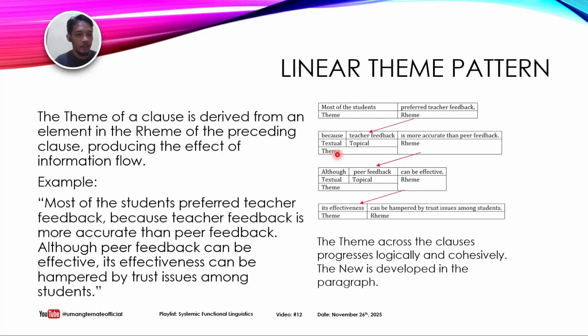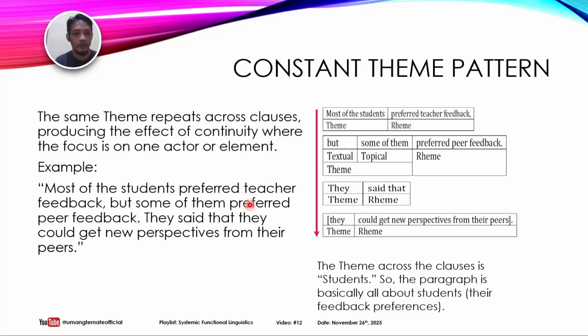Okay, the theme of this clause is derived from an element of this rheme. So here you can see the topical theme of this clause is teacher feedback, which is an element of the rheme of the preceding clause. And then here, the topical theme is peer feedback, which is derived from an element from the rheme of this clause. And then this one, its effectiveness, which is the topical theme of the last clause, is derived from the element of the rheme, that is "can be effective". Okay, so you can see the difference between the linear theme pattern and the constant theme pattern here.